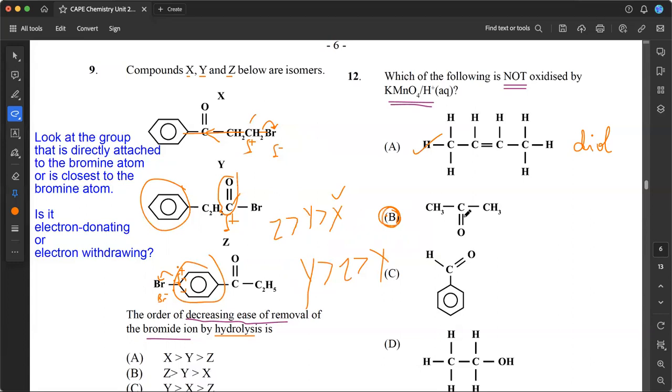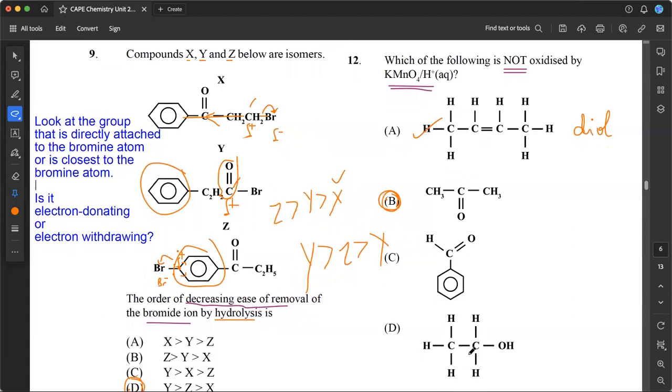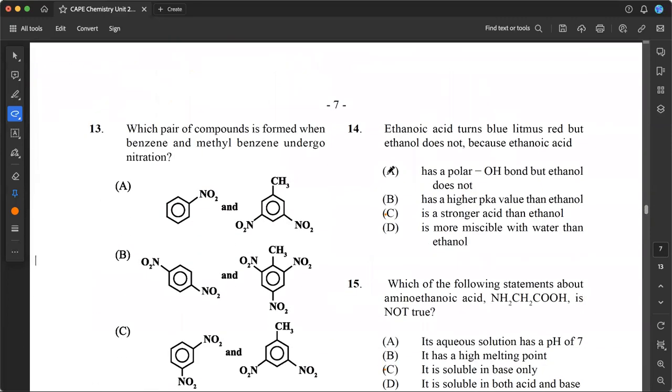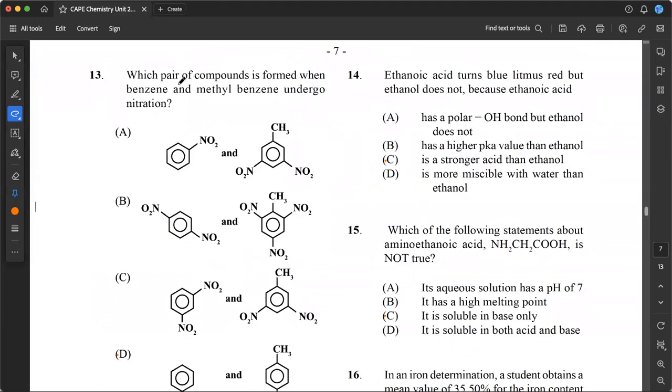We can't oxidize ketones. We can oxidize aldehydes and we can oxidize alcohols, right? But we can't oxidize ketones. And so our answer here is B for 12, okay? All right, so moving right along to 13. 13 says which pair of compounds is formed when benzene and methyl benzene undergo nitration, right? So we're nitrating benzene and we're also nitrating methyl benzene, okay? All right. And so let's see here.